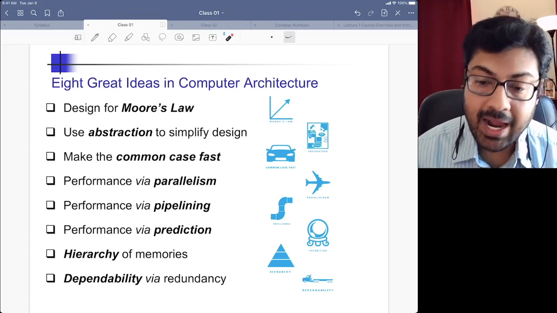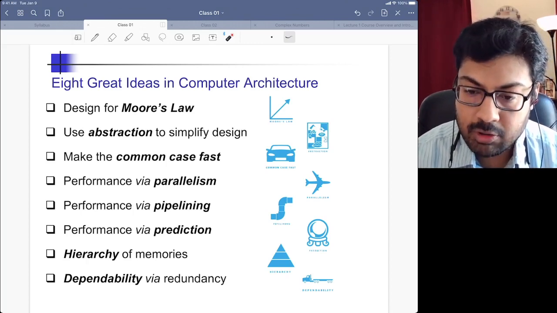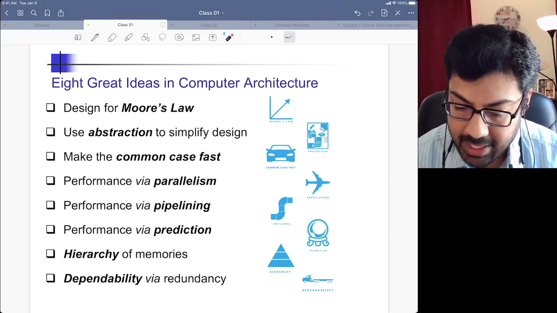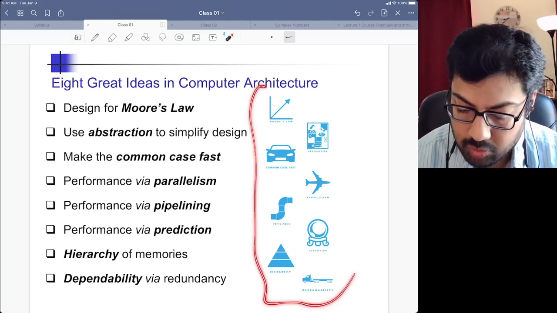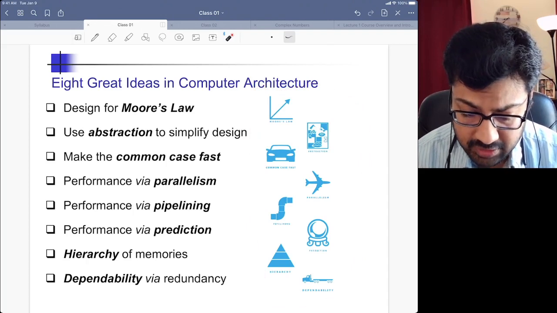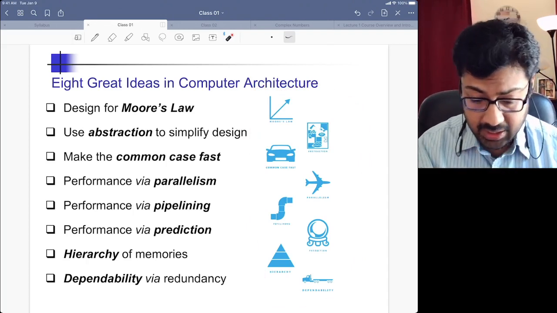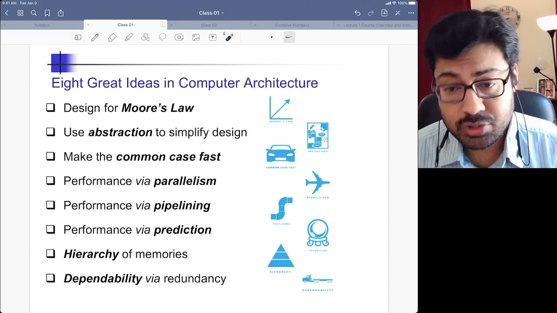Now, each of these ideas has a particular icon that is used in the textbook, and those icons are shown on the right over here. The first great idea is design for Moore's law.